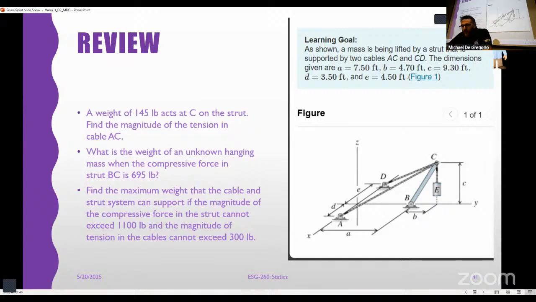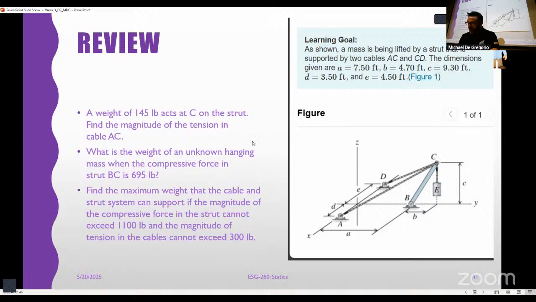Then part B is we want to know what the weight of an unknown hanging mass would be when the compressive force in the strut is 695 pounds. Then we're changing this up to what our knowns and unknowns are. And then the final one is we want to find the maximum weight that the cable strut system can support if the magnitude of the compressive force in the strut cannot exceed 1,100 pounds and the magnitude of the tension in the cables cannot exceed 300 pounds. So a lot to unpack in that one, and it seems like it's a lot harder than it actually is.